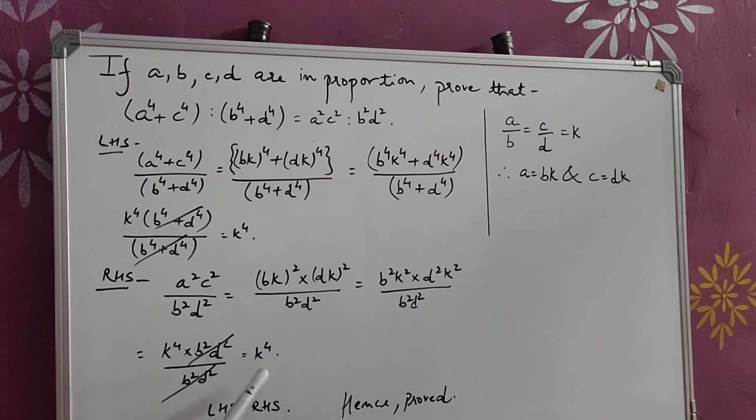So since the left hand side and the right hand side both have the same value, K raised to the power 4, the left hand side and the right hand side are equal, and hence this is proved.